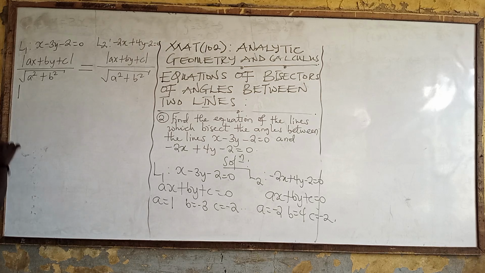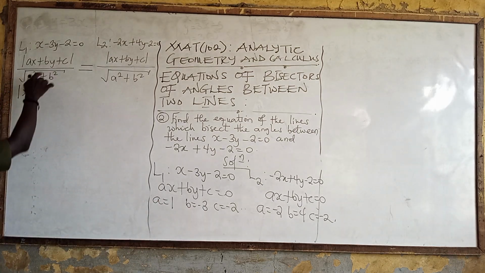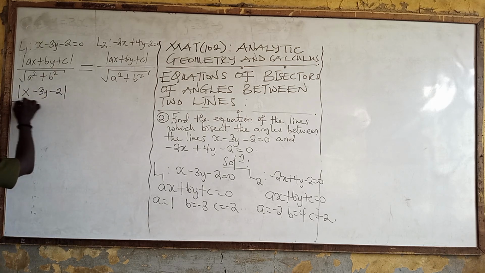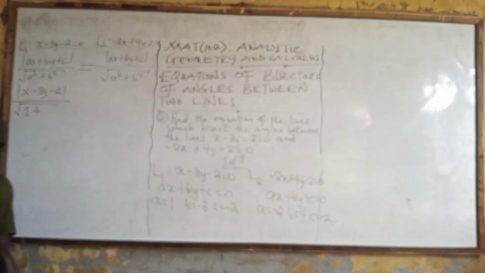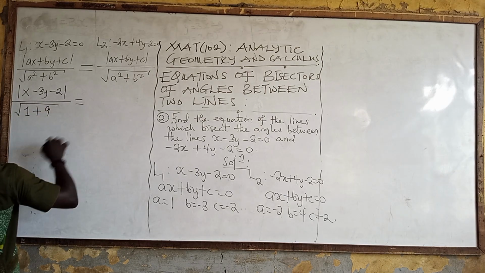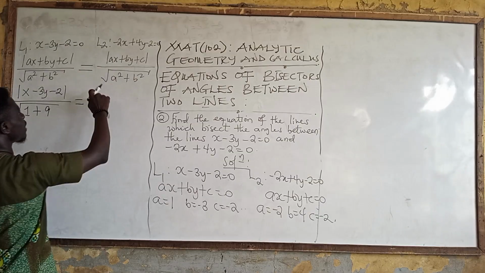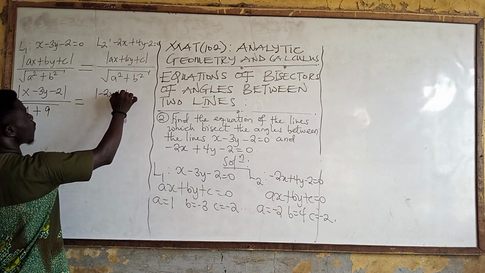So now we have our a being equal to 1. So 1 times x, we get our x. Then our b is negative 3. Negative 3 times y, we get negative 3y. Our c is negative 2, divided by square root of a all squared. So 1 all squared, we have 1. Then plus b all squared, which is negative 3 all squared, we get 9, which must be equal to the absolute of a, which is negative 2. Negative 2 times x, we get negative 2x. Then our b is 4, so we get plus 4y.